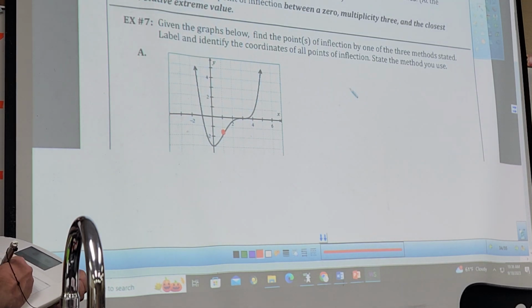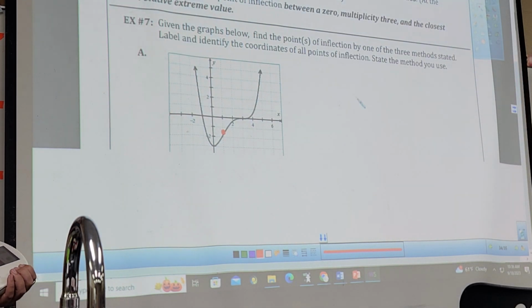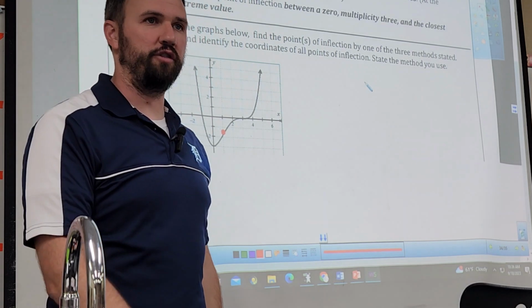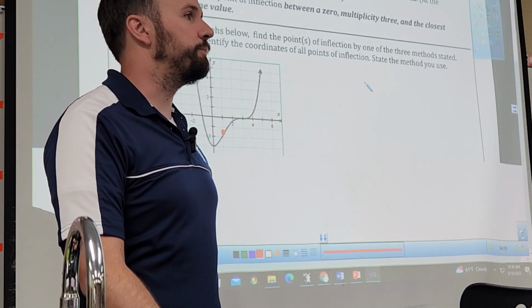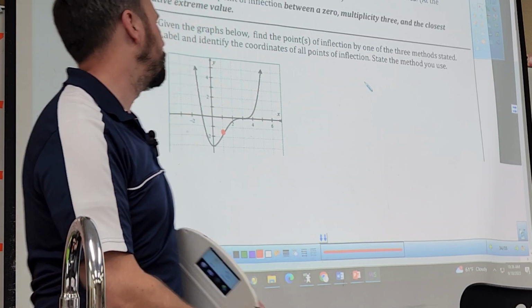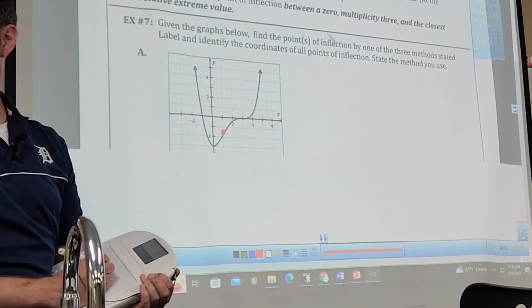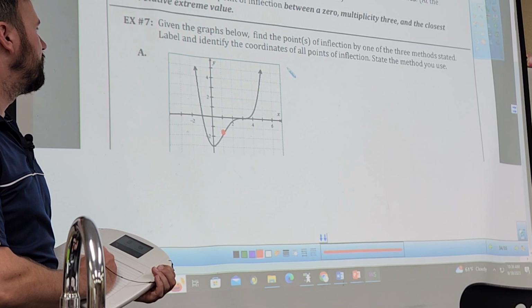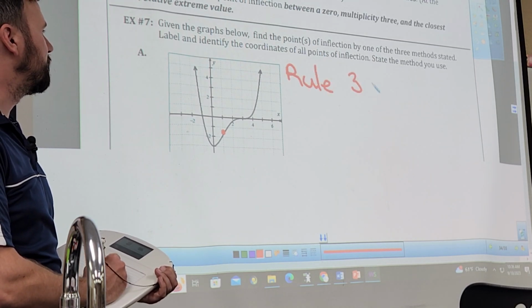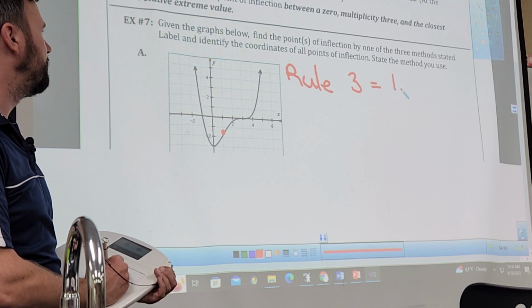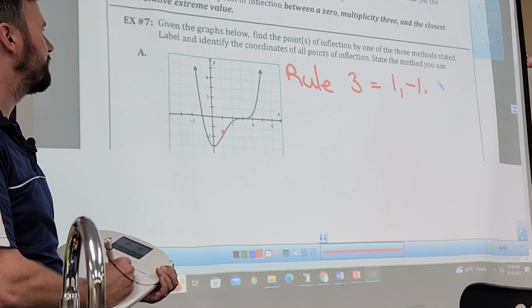All right, so what rule did I just use there? Do I know the extreme values? Before, we took the average between two extreme values, right? Do I know what they are? No. What did I do? I just estimate. Which rule lets me do that? Rule 3. So rule 3 lets us get the point 1, negative 1.5, correct?